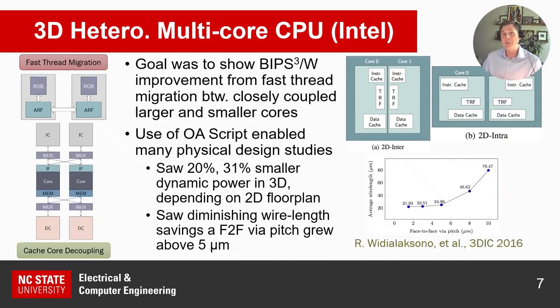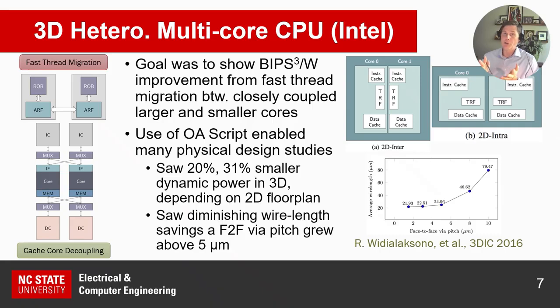Now, because both tiers were fabricated on the same wafer, this stack is not heterogeneous in that sense. Rather, the heterogeneity came from the design. So we designed mechanisms to swap the register file and cache between stacked larger and smaller cores in an effort to show a power performance benefit as we migrated a thread from one core to another, depending on which one was going to execute it most efficiently.